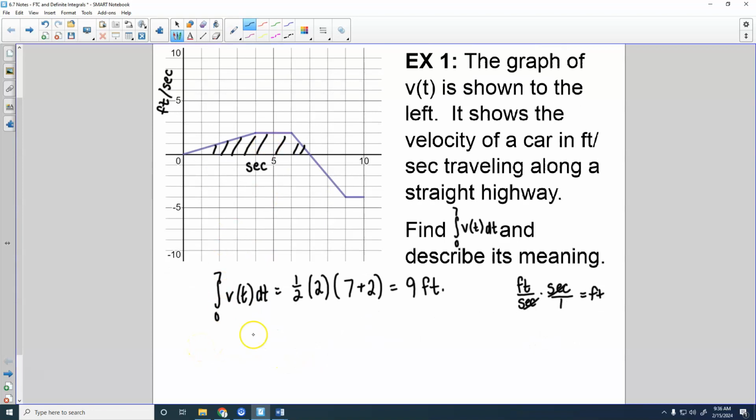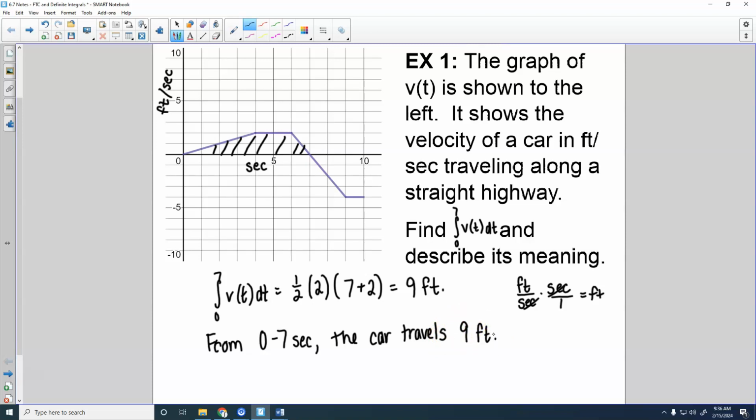So we would say here, we're talking about from 0 to 7. So we're not talking about at 7. We're talking about a time interval here. So we would say from 0 to 7 seconds, the car travels. Actually, let's see. Well, it's okay to say travels here. Travels 9 feet.